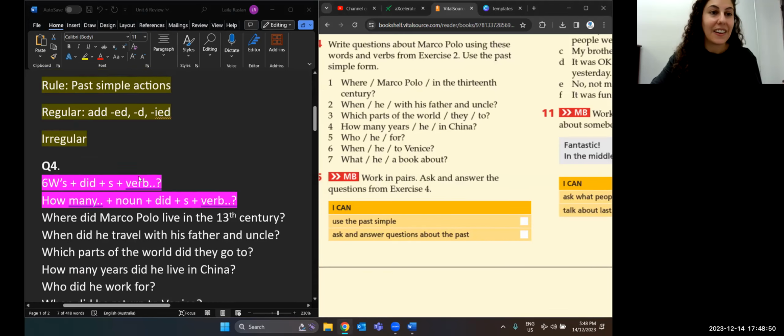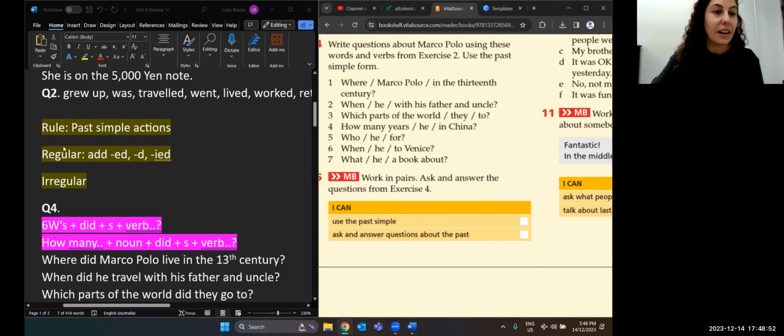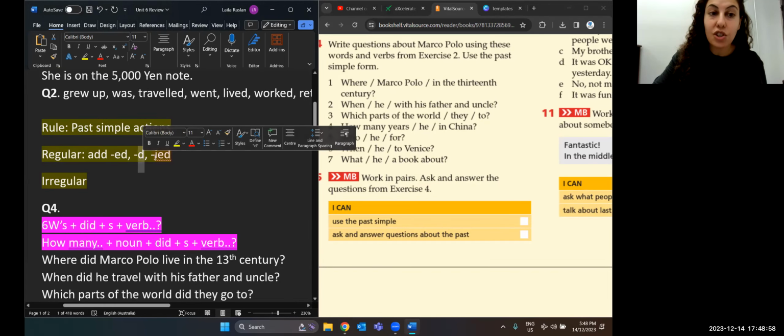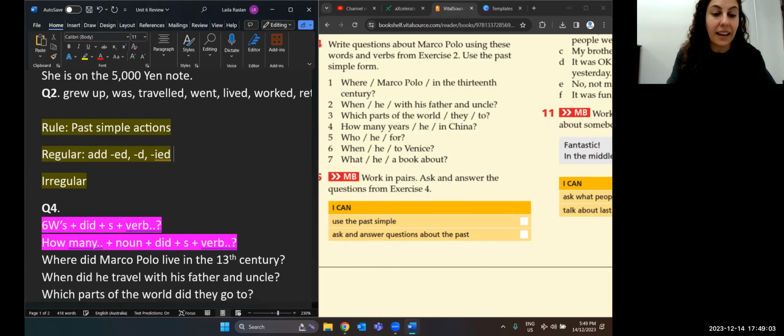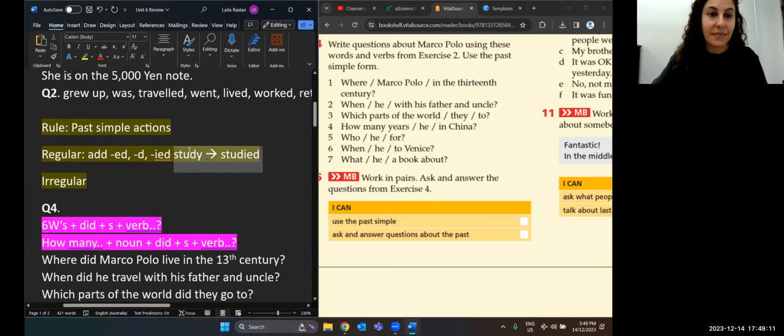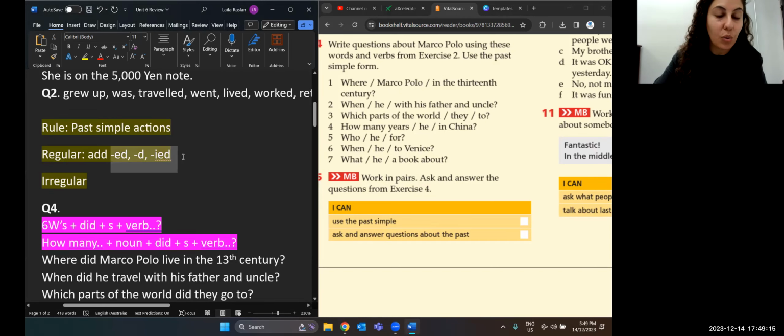Remember? Let's look at the rules again. The past simple, we have the regular. All you need to do is add an ed, maybe a d or an ied. Remember, that's if the verb ends in a y, like study. So study becomes studied. I studied for my test yesterday. So if the verb is regular, we just add one of these.